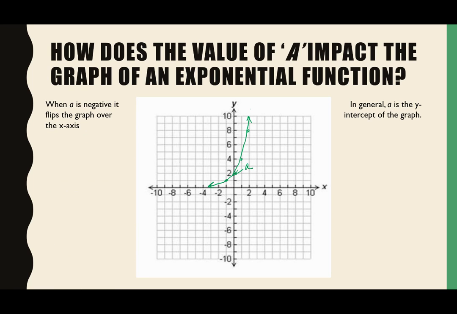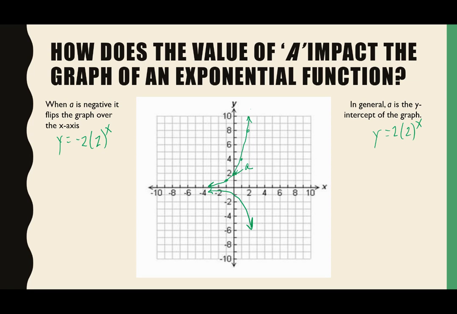When a is negative, it's going to flip it or reflect it, if you want to use better math vocabulary, over the x-axis, okay? So here's our standard equation, or the one that we've been using to compare. And if we make that a negative, it flips it over the x-axis. Okay, and then any other value of a is just going to move it up or down the graph.